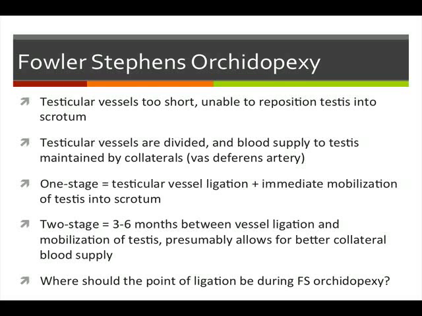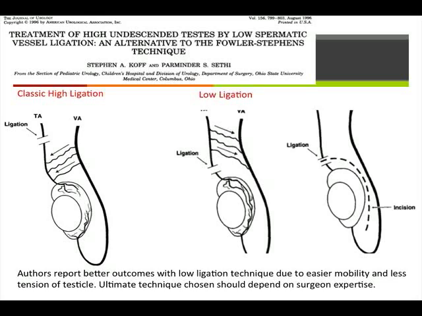One interesting point is, where should the point of ligation be when you're doing this procedure? So classically, Fowler-Stevens described it as a high ligation. Basically, in terms of the anatomy of the testicle, they thought that there was no anastomotic circulation distally between the vas deferens artery and the testicular artery. So they suggested a high ligation where you get collateral supply distally from the vas deferens.